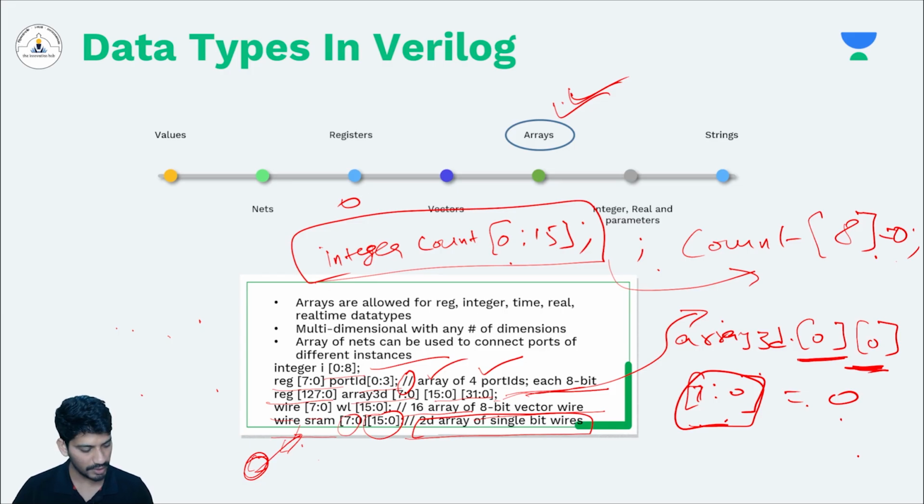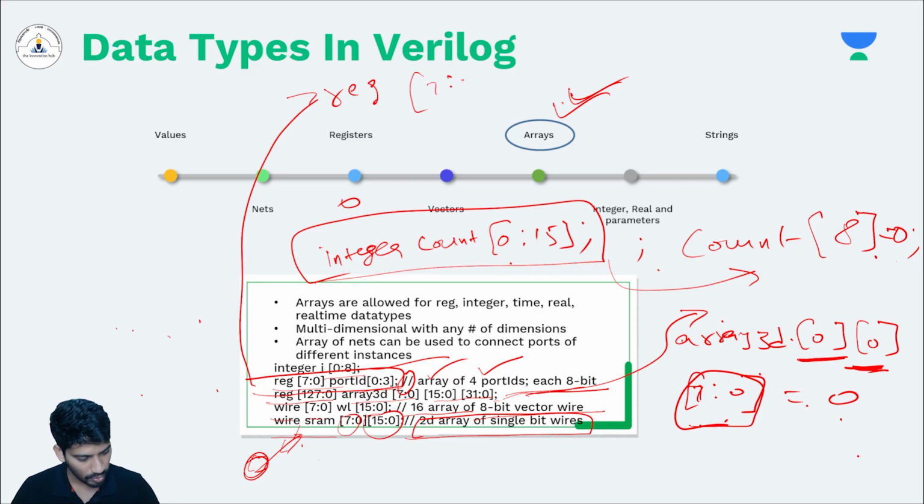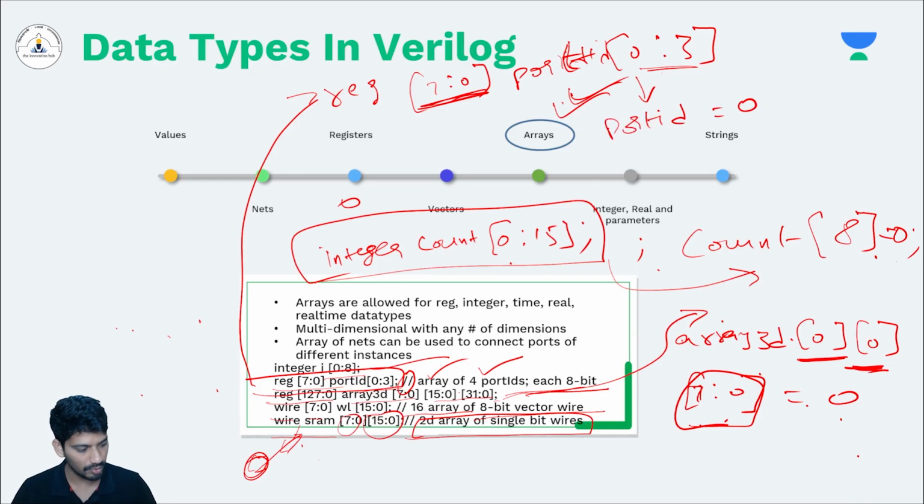There are some illegal syntaxes that you should not use while assigning arrays. Take this example where you define the register of 7 down to 0 with port IDs 0 down to 3. It is an array of 4 port IDs, each 8 bits wide, right? So you cannot write an assignment like port ID is equal to 0, which is an illegal assignment because you are attempting to write the entire array with a single value. That is not allowed in Verilog.